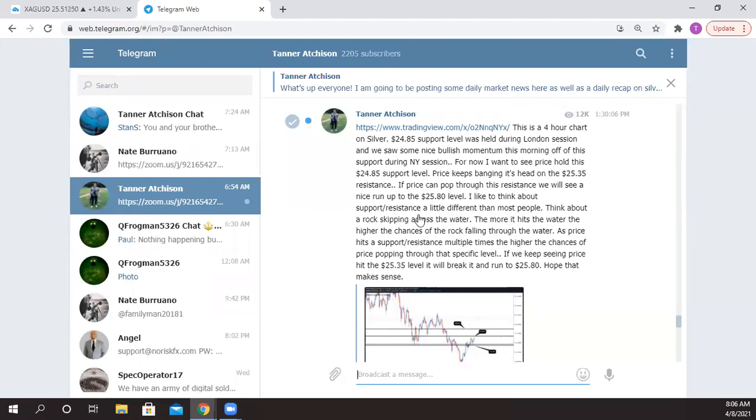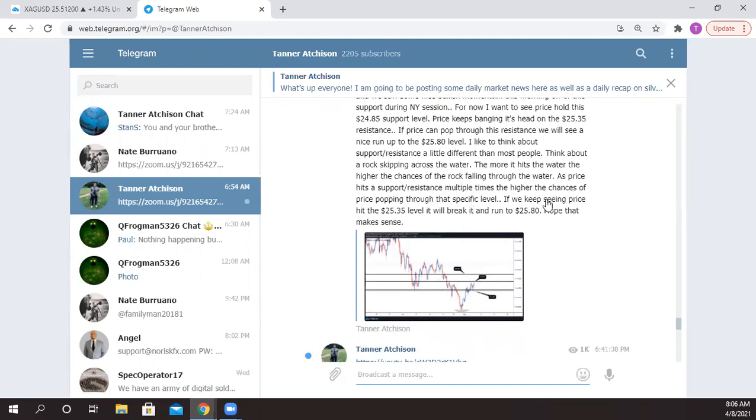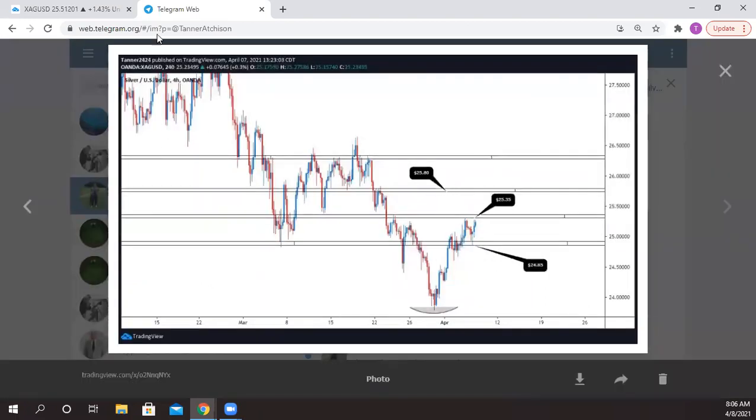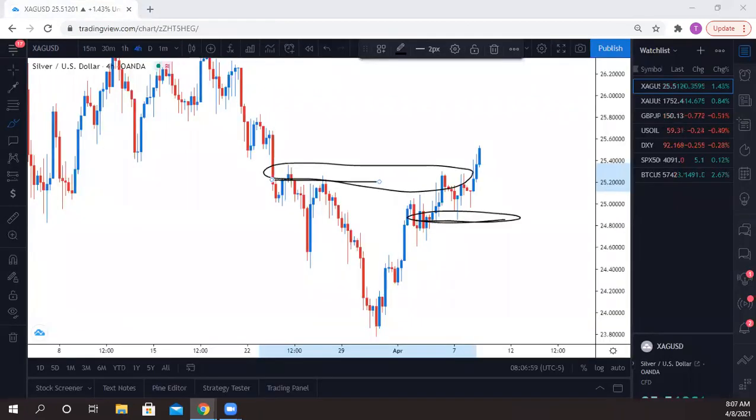I like to think about support and resistance a little differently, like the rock skipping across water that eventually falls through. I said as price hits something multiple times, there's a higher chance of it popping through. And if we keep seeing price hit the 25.35 level, it's going to break and run to 25.80, right? I had the whole chart marked up. Now I'll go look at price. We kept hitting 25.35, price popped through, and 25.80 is pretty likely to happen.